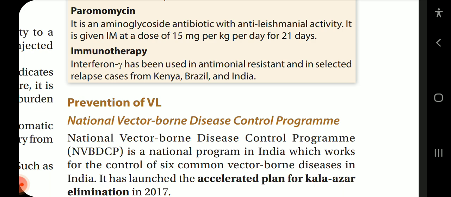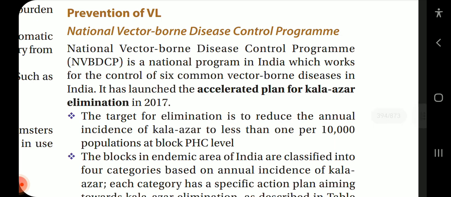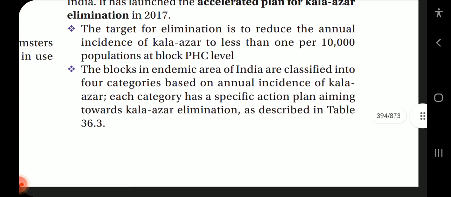Interferon gamma has been used in antimonial resistant and in selected relapse cases from Kenya, Brazil, and India. Now, finally, the prevention of VL. National Vector-Borne Disease Control Program, NVBDCP, is a national program in India which works for the control of 6 common vector-borne diseases in India. It has launched the Accelerated Plan for Kala Azar Elimination in 2017.